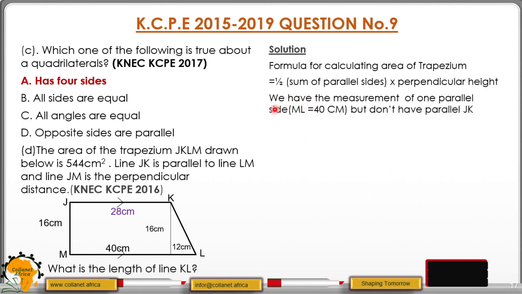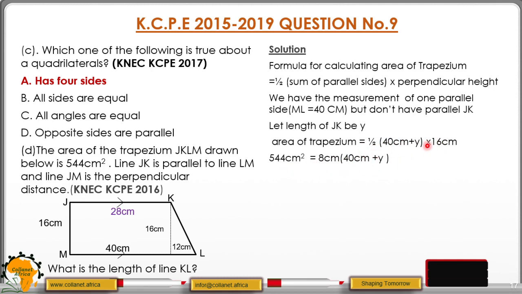In this case, we have the measurement of one parallel side, which is 40, but we don't have the parallel side JK. Let the length of JK be Y. This one was not given initially, so you should assume it. Area of a trapezium is a half, 40 plus Y, times 16. Then you cancel out by 2, 1 by 2, 8. So it will be 8 times 40, 8 times Y.